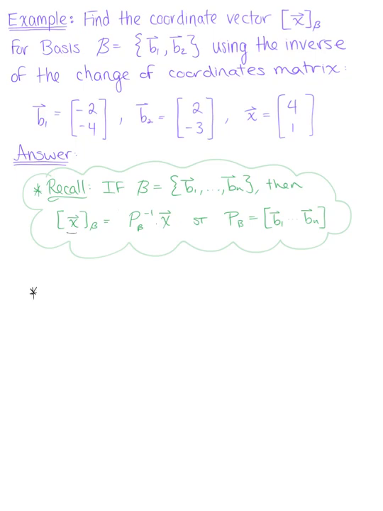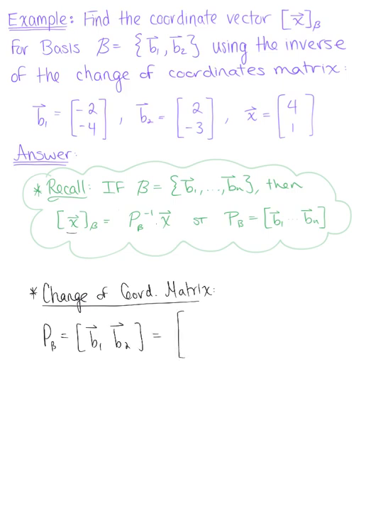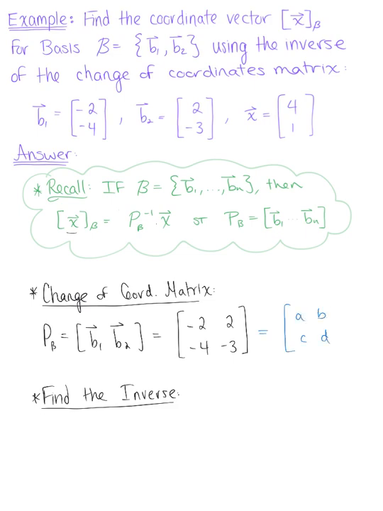So let's first identify what our change of coordinates matrix is. We have our change of coordinates matrix P sub B defined by the given vectors b sub 1, b sub 2. So we have a 2 by 2 matrix here, -2, -4, 2, -3. And what we want to do is find the inverse of this matrix. We can use that 2 by 2 definition, and we'll let this change of coordinates matrix be defined as A, B, C, D.